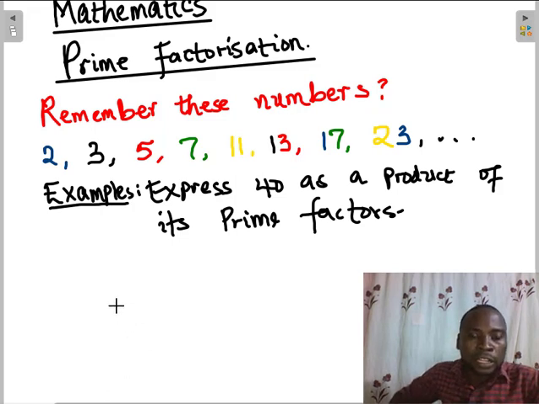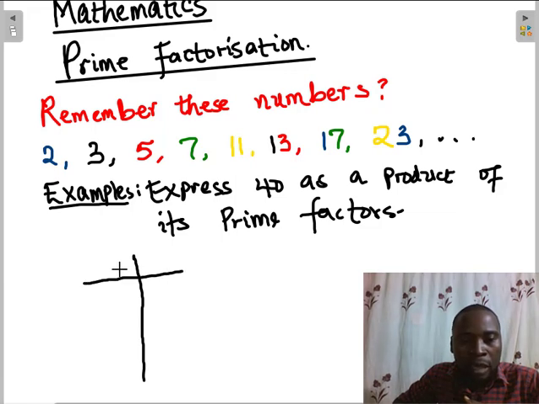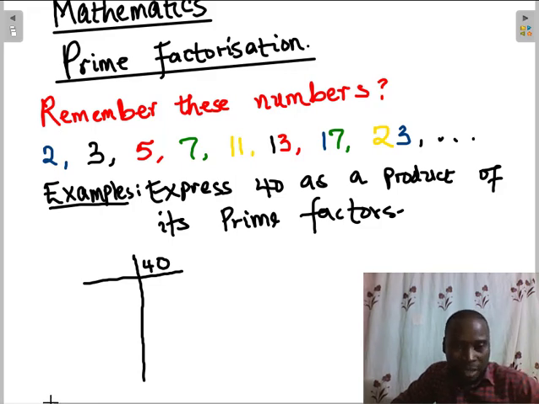So the number we are considering is the number 40. So we're going to place it like this. So we place 40 here. Now look at the prime numbers. We want to express 40 as a product of its prime factors. So look at the prime numbers that we have placed there. Which of these prime numbers can divide 40 exactly?